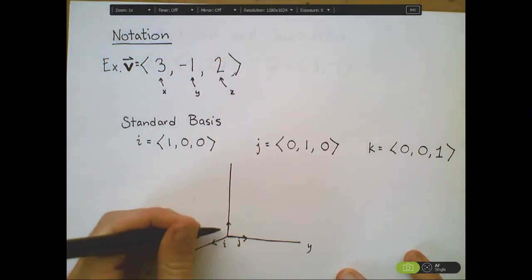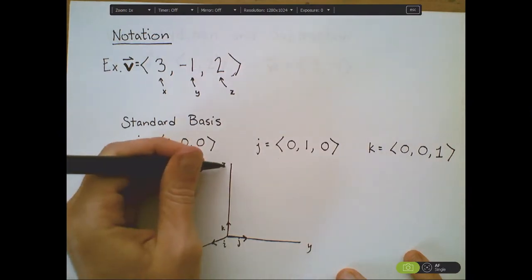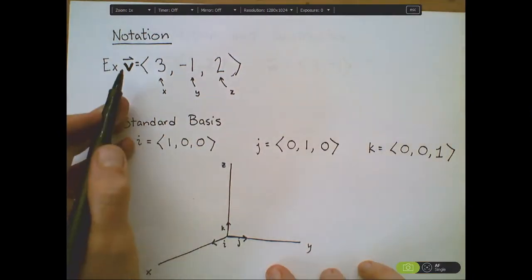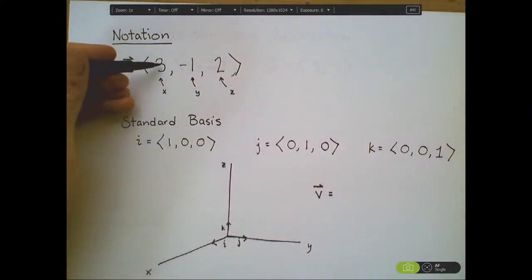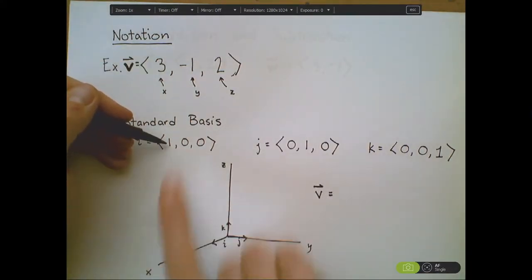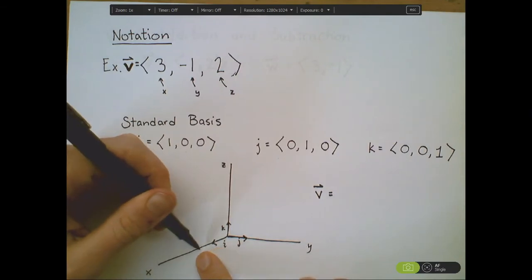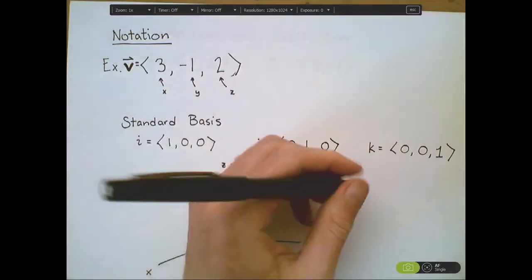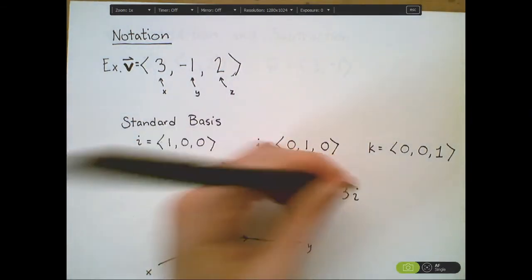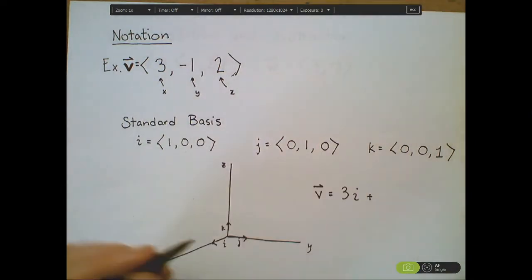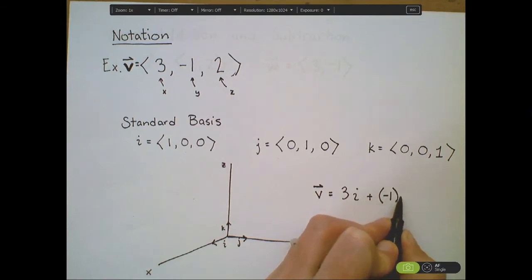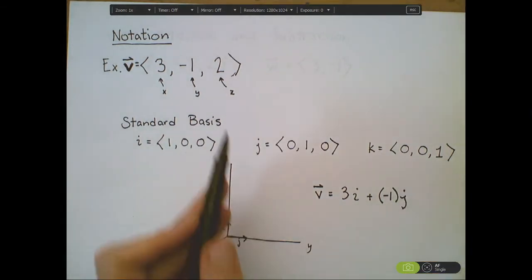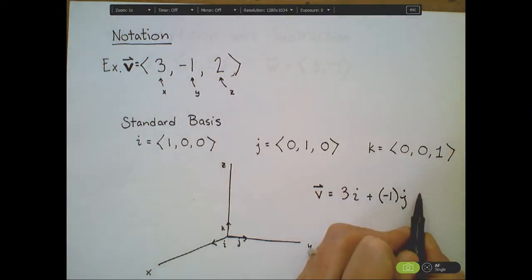in the z direction. For example, our vector v here could be represented as 3 copies of the i vector because we're moving 3 units in the i direction. So you could write this as 3i plus -1 unit in the j direction, -1j, and then 2 units in the k direction.